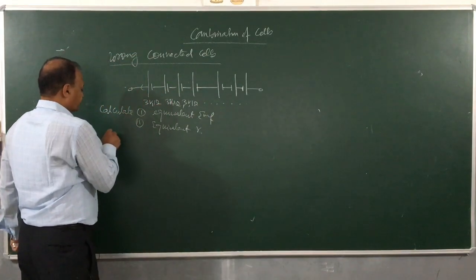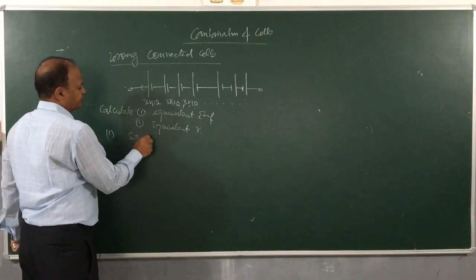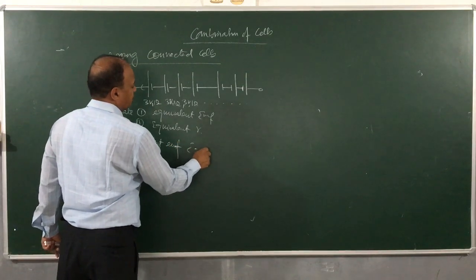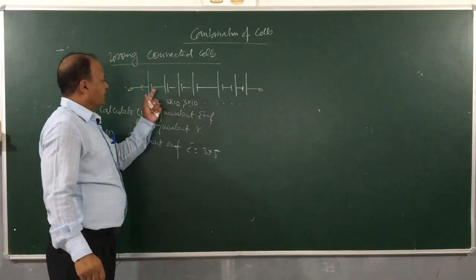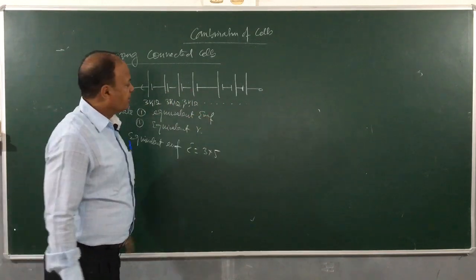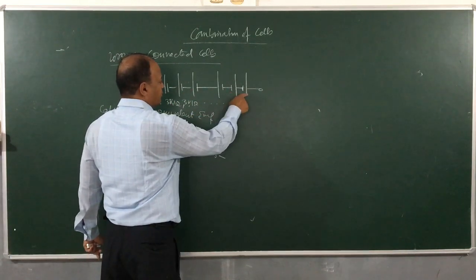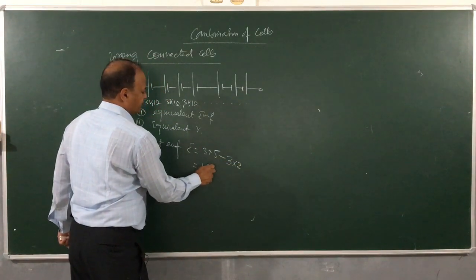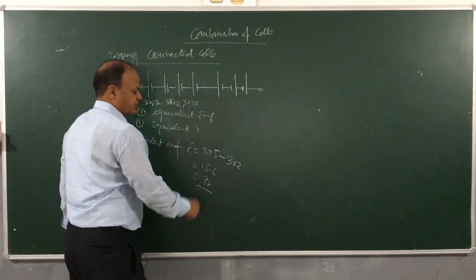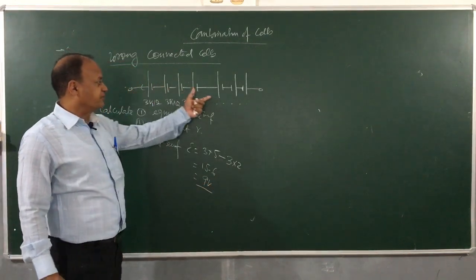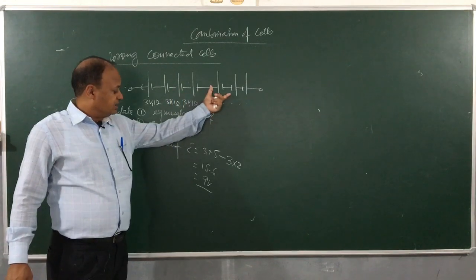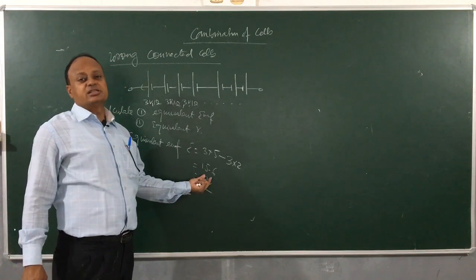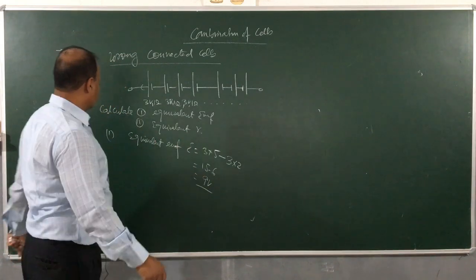So if I say equivalent EMF E will be equal to 3 into 5, because 5 cells are rightly connected, minus 2 cells are wrongly connected. So 3 into 2. So it will be 15 minus 6. How many volts? 9 volts. Meaning this combination of how many cells? 7 cells is equivalent to combination of how many cells? Just 3 cells.